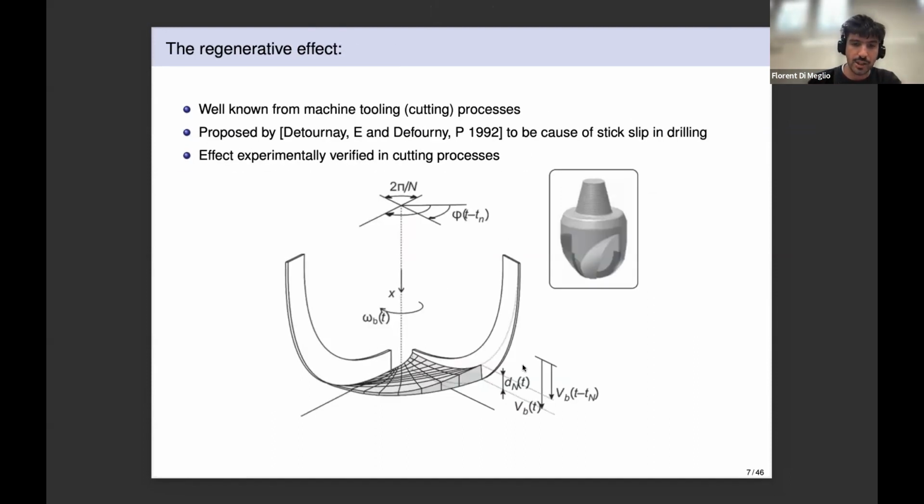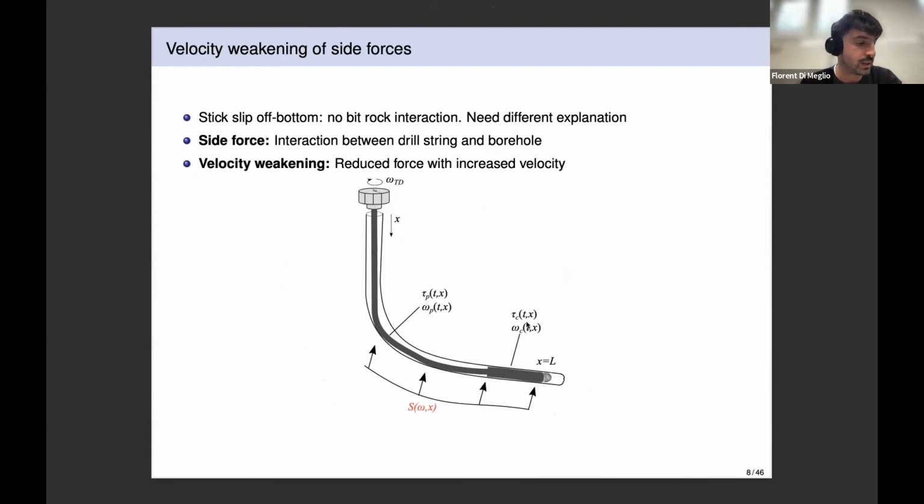Again, this comes from the interaction between the drill bit and the rock that you're cutting. But it so happens that you can get stick slip while you're off bottom. And if you are off bottom, then the bit rock interaction cannot be the cause for stick slip. So there must be something else. And this something else is, at least sometimes, called the velocity weakening effect of side forces. So what do we call side forces? Well, it's just the interaction between the drill string and the walls of the borehole. And what we mean by velocity weakening is that as the rotational velocity of your drill string increases, these side forces may decrease. So you have less force with increased velocity.